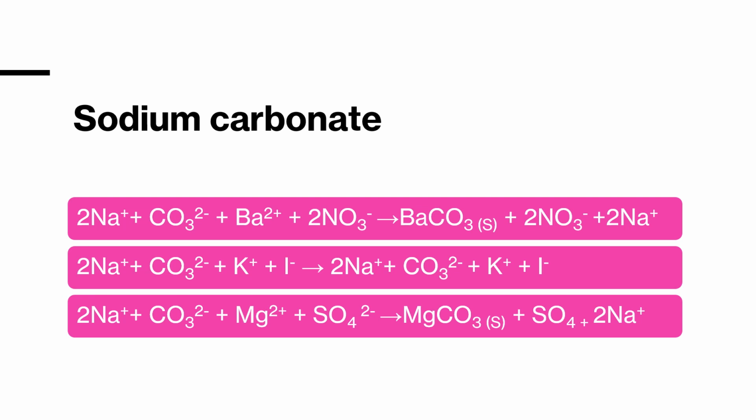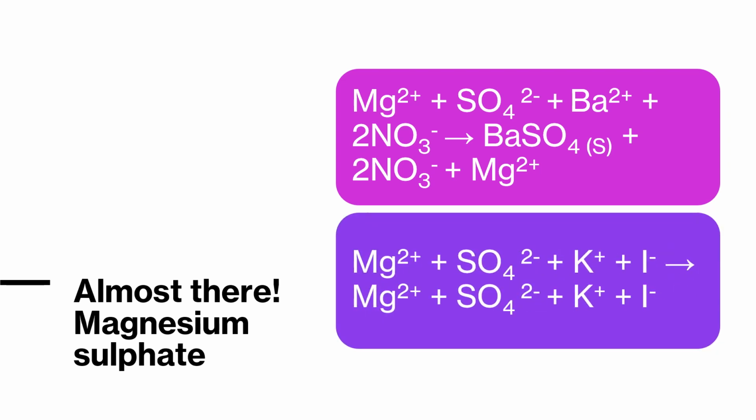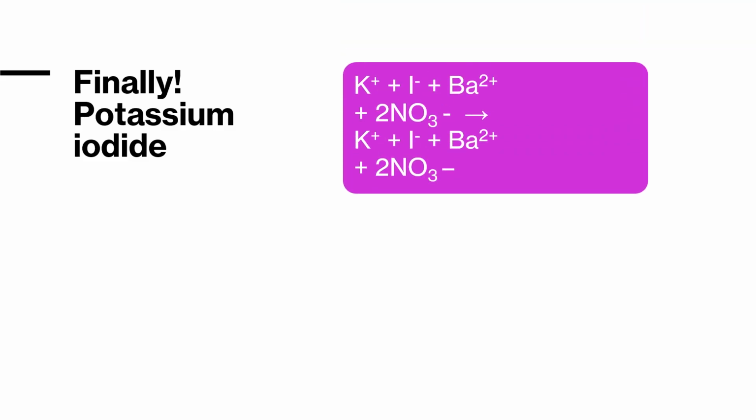And now, barium sulfate is the solid in this reaction, which means the nitrate and magnesium ions are the spectator ions. And in this reaction, everything's the same, so everything is spectating. But by no means least, lazy old potassium, iodine, barium, and nitrate ions all just sat round spectating, so nothing happens and there was no solid. Right, on to the deduction.